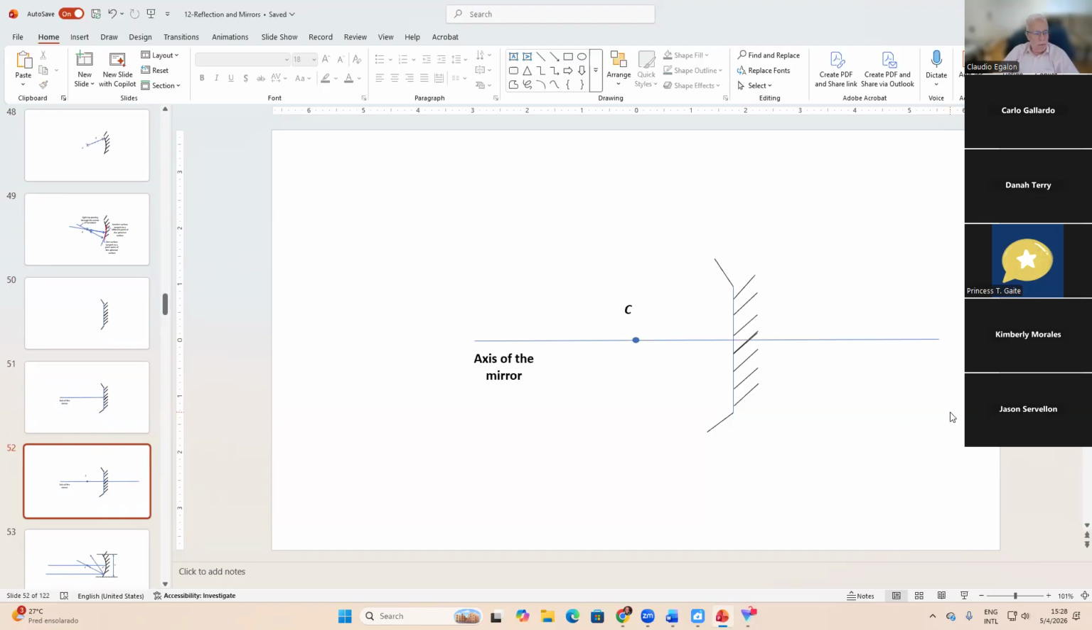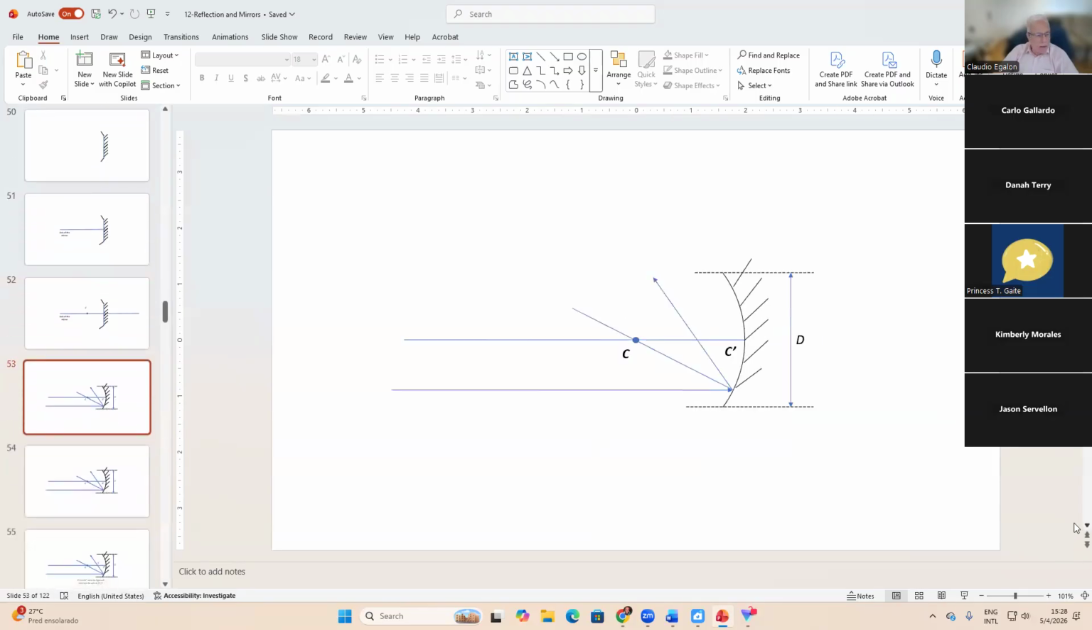What do you have to know? You have to know how the light behaves with respect to a concave mirror. The first light ray that you have to memorize is the one that passes through the center of curvature. Remember that? If you have a light ray passing through the center of curvature, it's going to reflect towards itself.